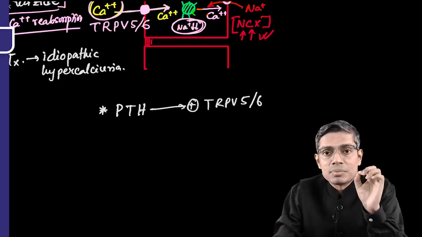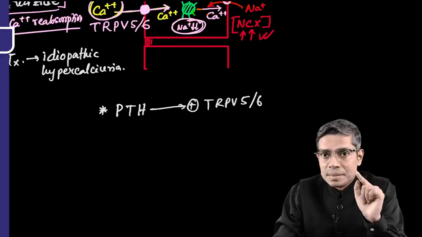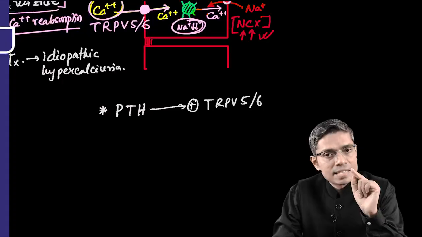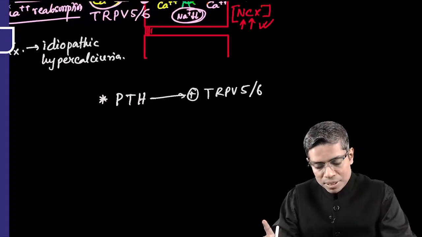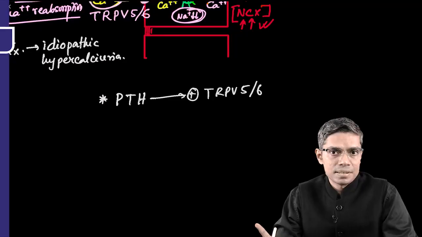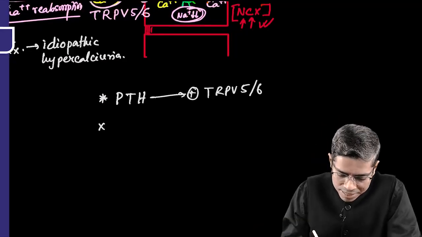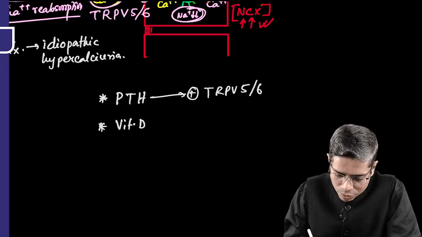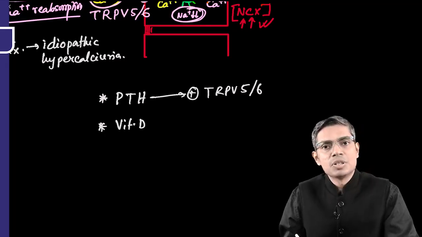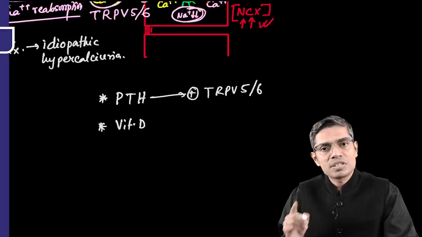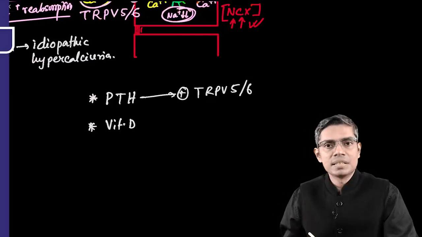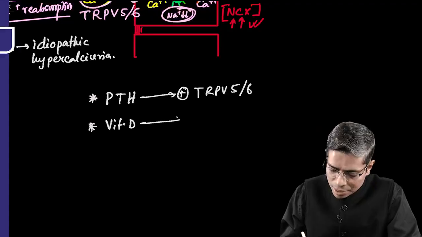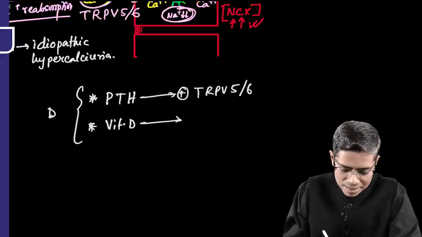What is the site of action of this mechanism? That is the DCT. How is it increasing calcium reabsorption? By stimulating TRPV5 and V6, right? Vitamin D3 also increases calcium reabsorption. And if I ask you, at which site of the nephron is vitamin D3 increasing calcium reabsorption? Again, your answer is DCT, DCT, DCT.